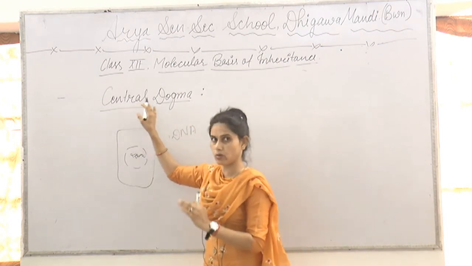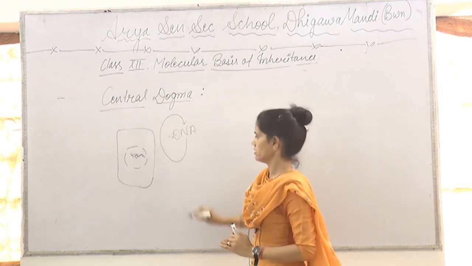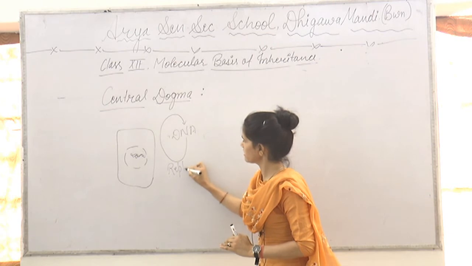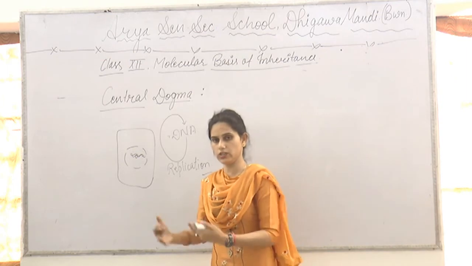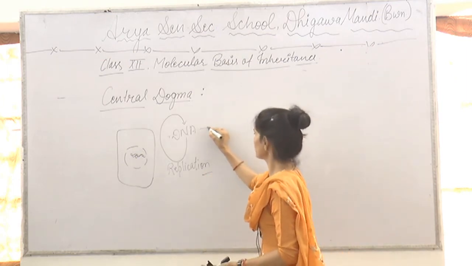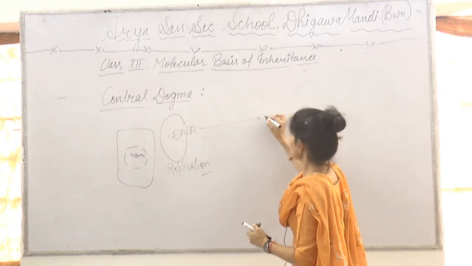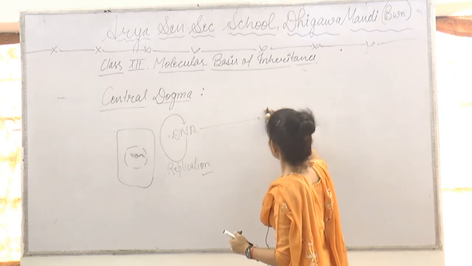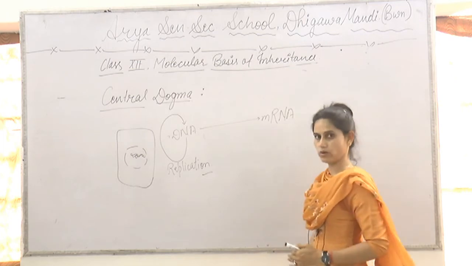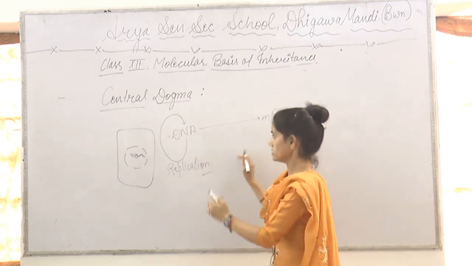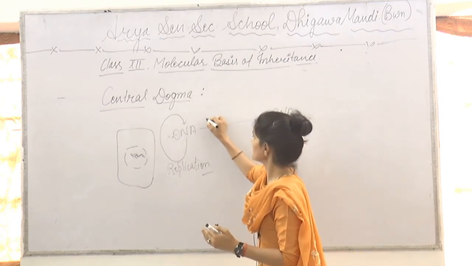what is the central dogma? This linear DNA undergoes replication. This process is known as replication. Through the replication process, DNA prepares a new copy of itself, and later on, after replication, it converts into mRNA within the nucleus. This conversion of DNA into mRNA is known as transcription.